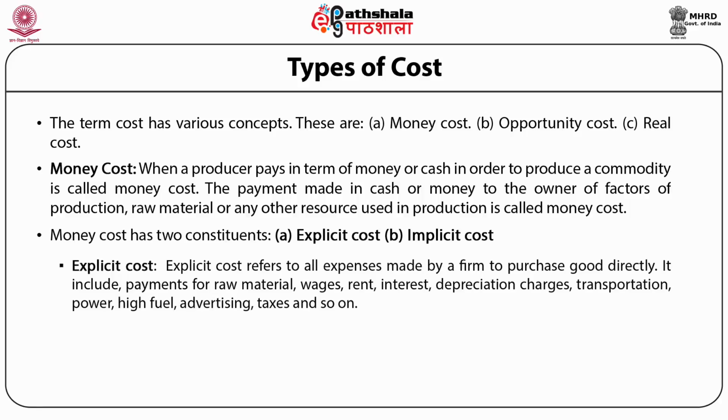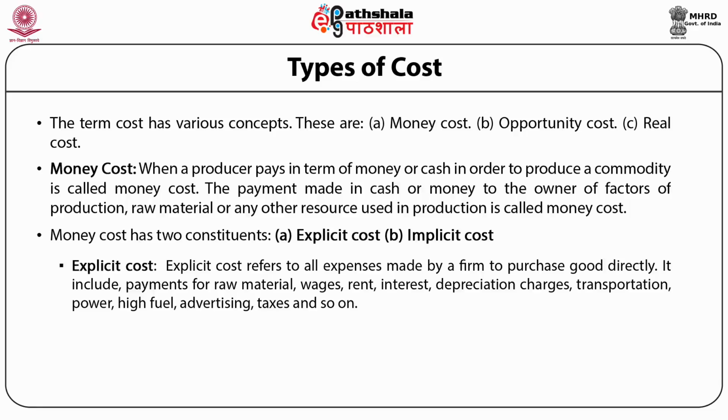Explicit cost. Explicit cost refers to all expenses made by a firm to purchase goods directly. It includes payments for raw material, wages, rent, interest, depreciation charges, transportation, power, fuel, advertising, taxes, and so on. In a nutshell, we can say that explicit costs are those payments which firms make to outsiders for contributing their services and goods.